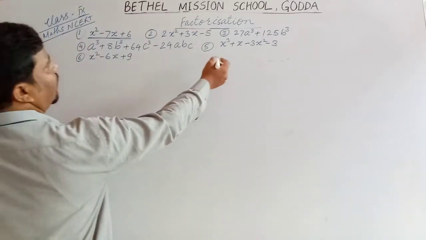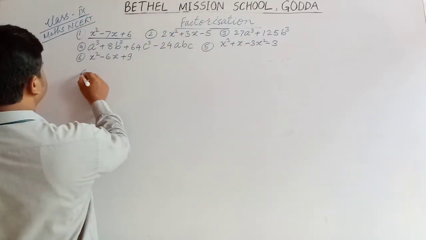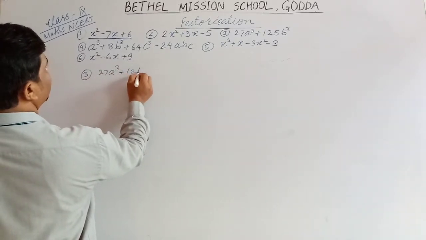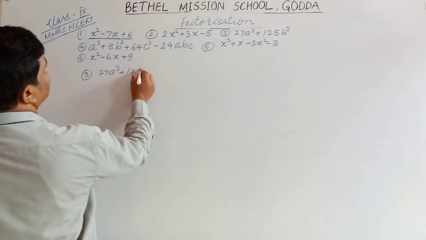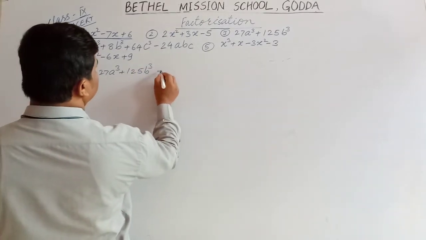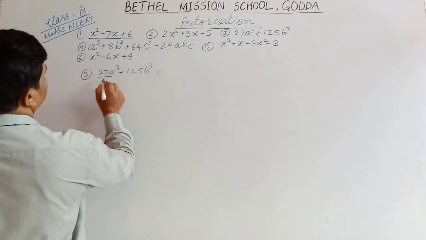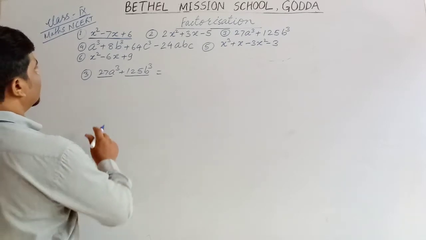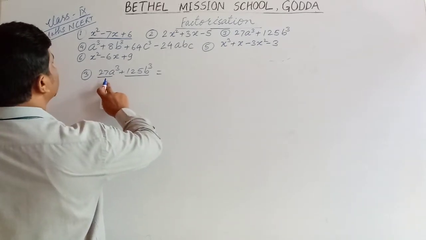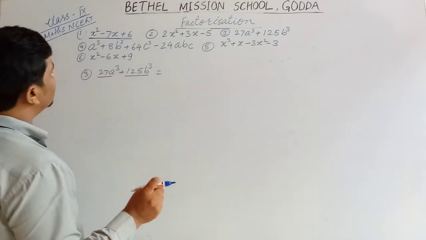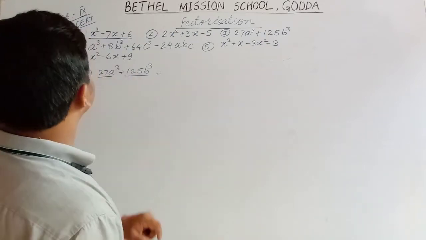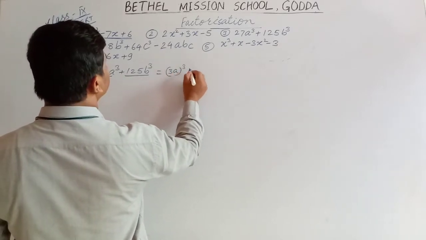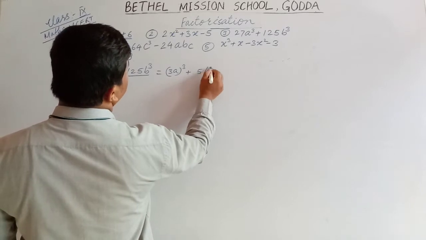Question number 3 is 27a cube plus 125b cube. See, both can be written in the form of cube. Means 27 is the cube of 3 and 125 is the cube of 5. So this can be written as (3a) whole cube plus (5b) whole cube.